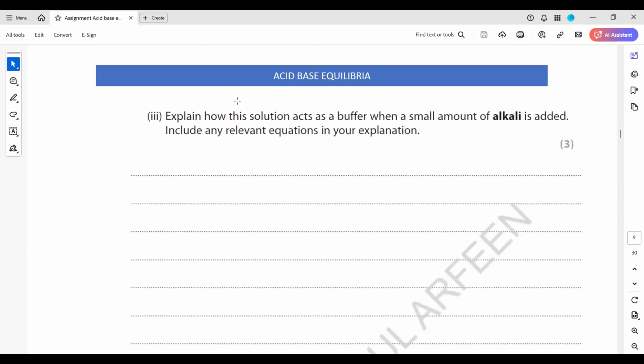Next is look for acid and alkali, like the buffer solution. I advise that you learn the structure of this answer. This is a repeated and a common question, that when a small amount of acid is added or a small amount of alkali is added to an acidic buffer solution or alkaline buffer solution, try to learn the structure of the answer. So the question is, explain how the solution act as a buffer when a small amount of alkali is added. Include any relevant equation in your explanation.